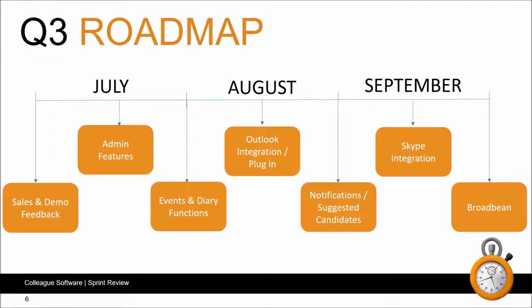Just to revisit the roadmap again for this quarter, as mentioned before, we have devoted really the first two thirds of Q3 to enhancing the admin area and working on diary and task management within Colleague 7. Work in these areas will continue, but performance has also become a prominent theme in our development of late, and the Outlook integration project is now coming into focus.